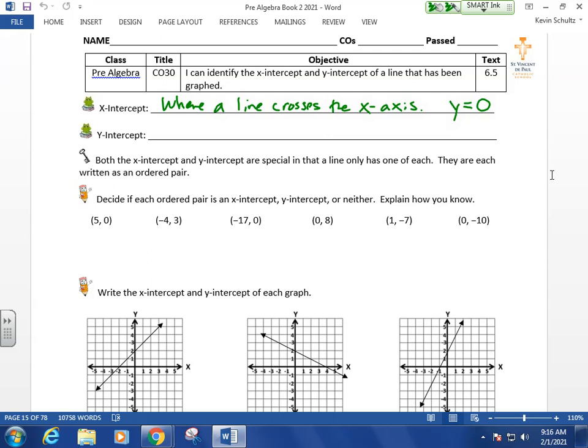And so then the y-intercept, as you can probably guess, is where a line crosses the y-axis. Where a line crosses the y-axis. And the thing about a y-intercept is that because you're on the y-axis, you have not moved side to side at all, so x is always going to equal 0. So you can use this information when given an ordered pair to very easily tell whether it is an X-intercept or a Y-intercept.